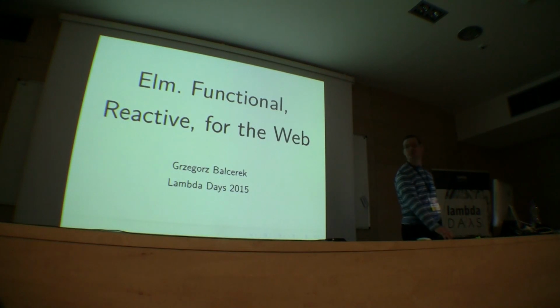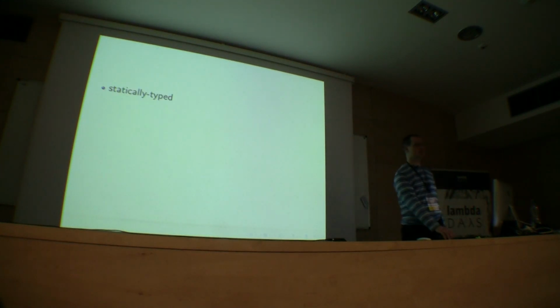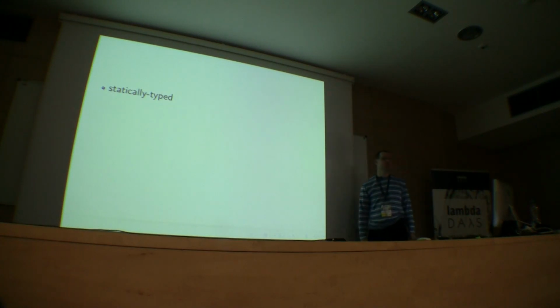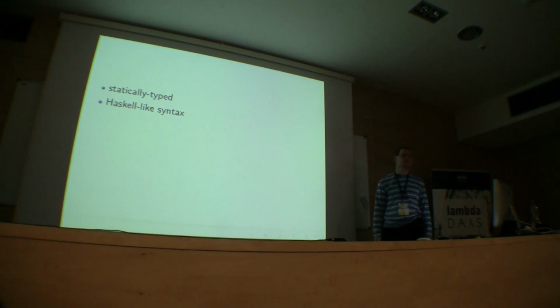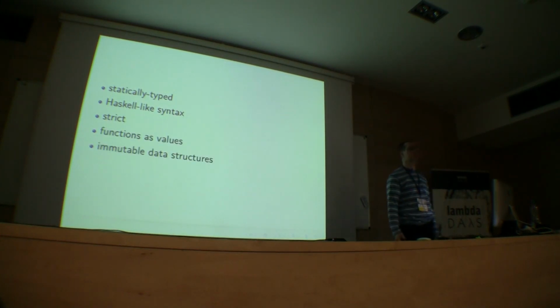So let's start. What kind of functional programming language is it? Elm is statically typed. It has a compiler that type checks the programs and compiles them to the standard web technologies, JavaScript, HTML, and CSS. It has a syntax that is similar to the syntax of Haskell, although there are differences. It is strict, meaning expressions are evaluated eagerly. And it has the basic features that you may expect from functional languages, such as treating functions as values, or providing immutable data structures.